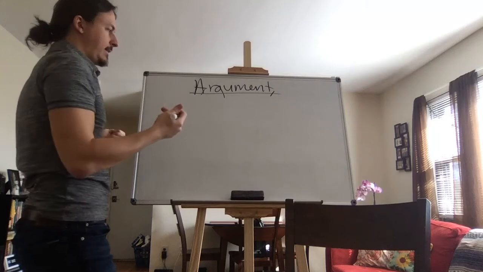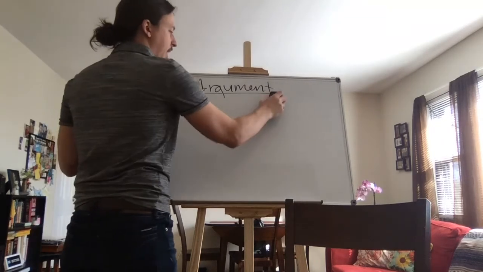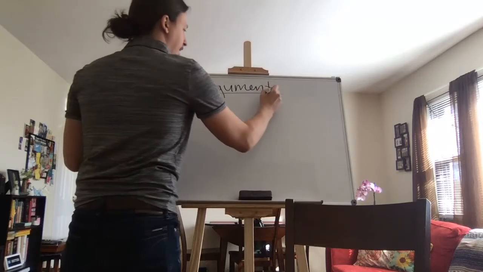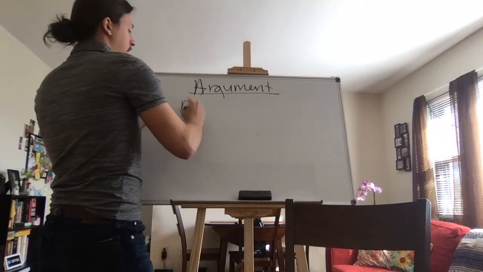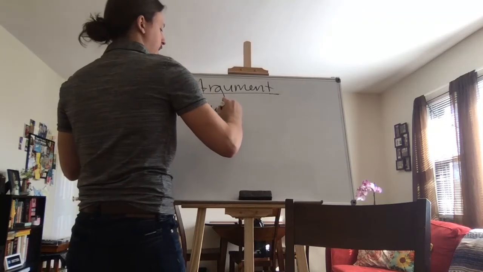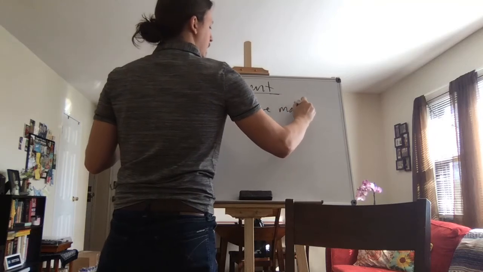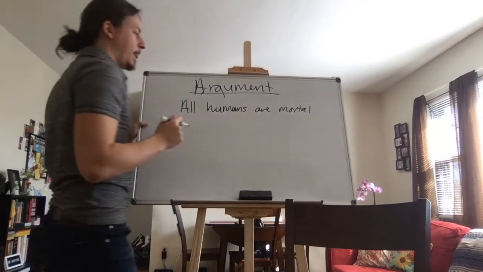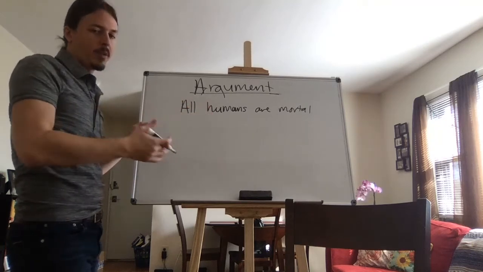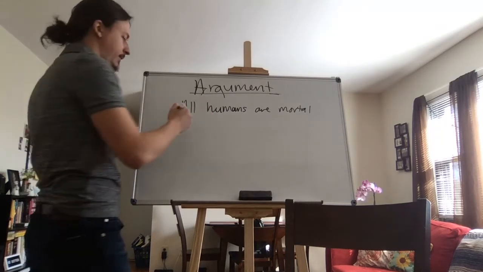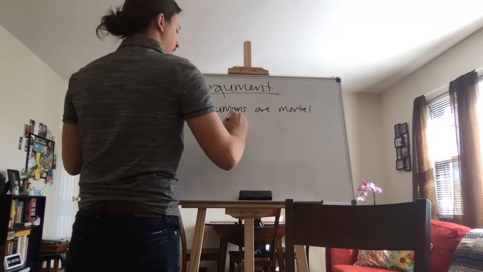So let's say the most basic argument that you're always going to find in any of your philosophy classes looks something like this. You say, all humans are mortal. Okay? And then usually the next line is, Socrates is human. But to make it easier, I'll use myself, right? So I'll say, Professor Seeley is human.